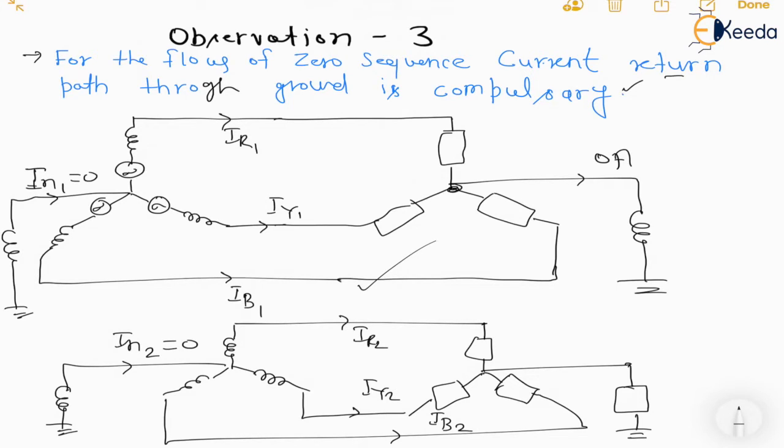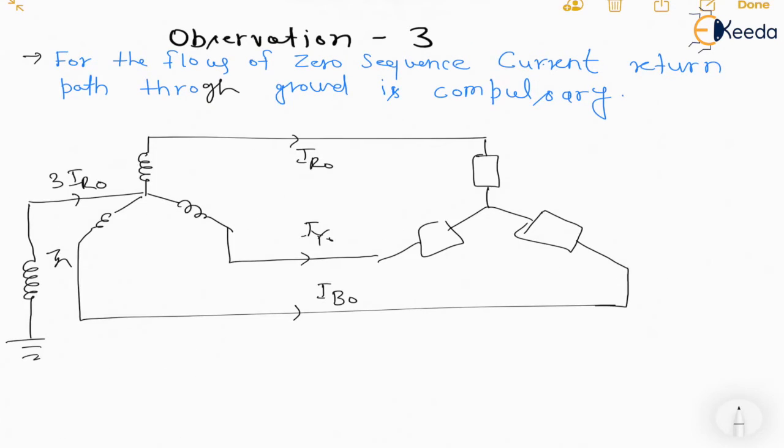Now I am going to discuss the zero sequence network. So guys, while designing the zero sequence network, we can clearly see that the value of IN is equal to 3 IR naught, meaning IN naught is equal to 3 into IR naught, and this has gone to IR naught, IY naught is also IR naught, IB naught is equal to IR naught. So IN naught has been divided into IR naught, IY naught and IB naught. IN naught is equal to 3 into IR naught, we know.